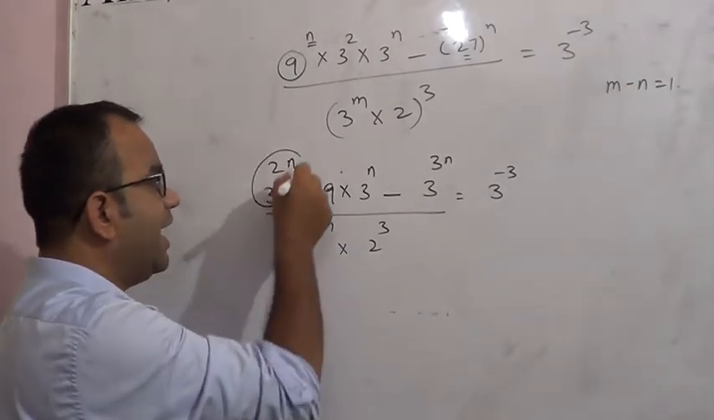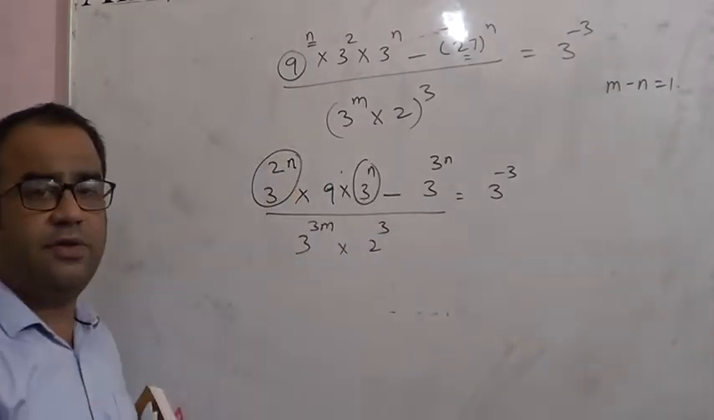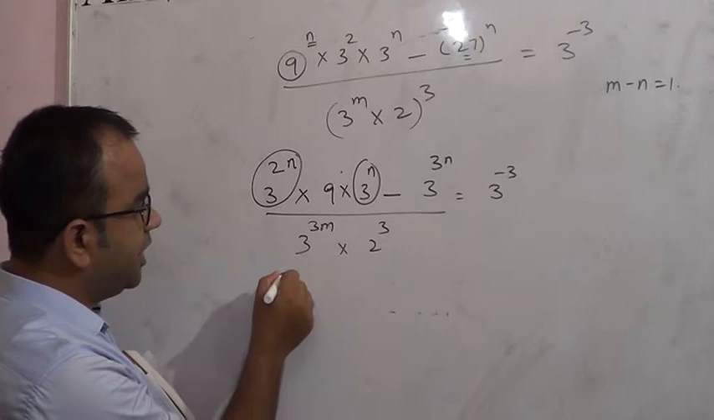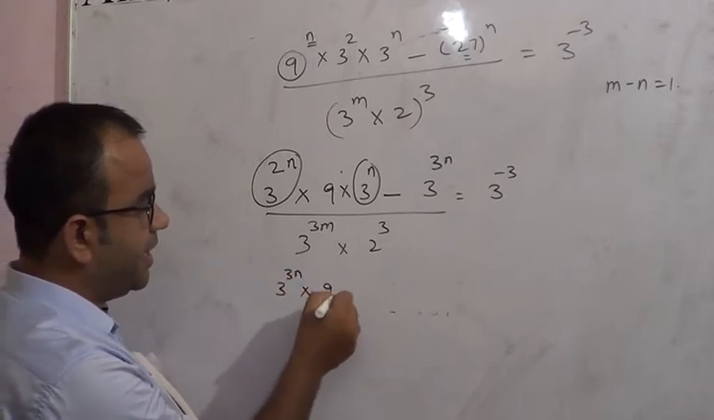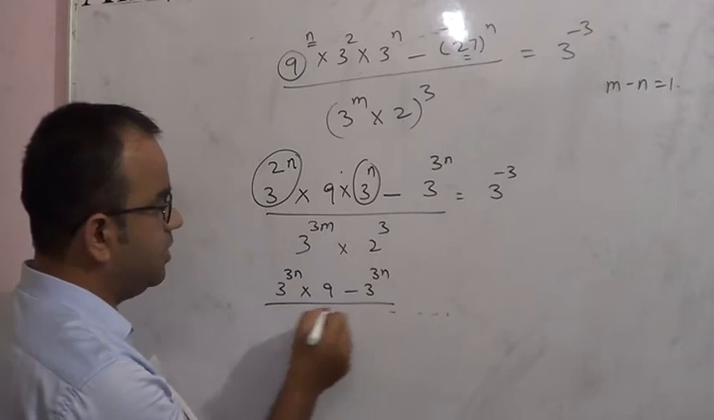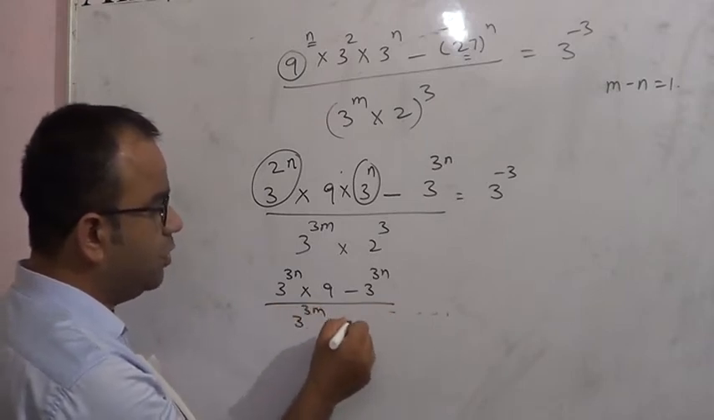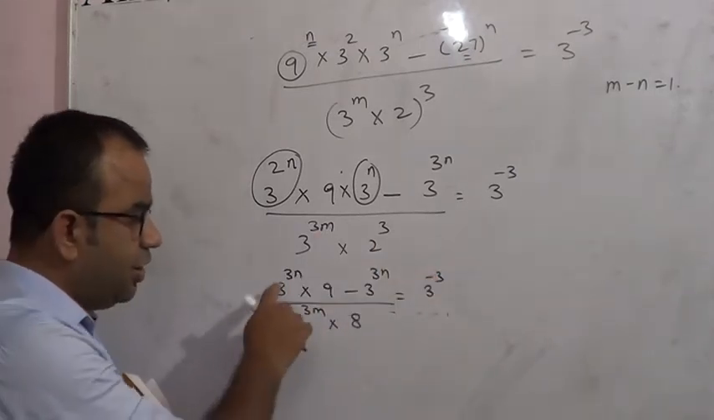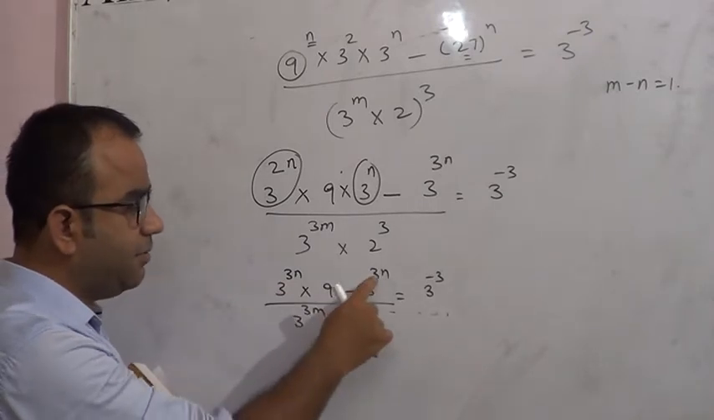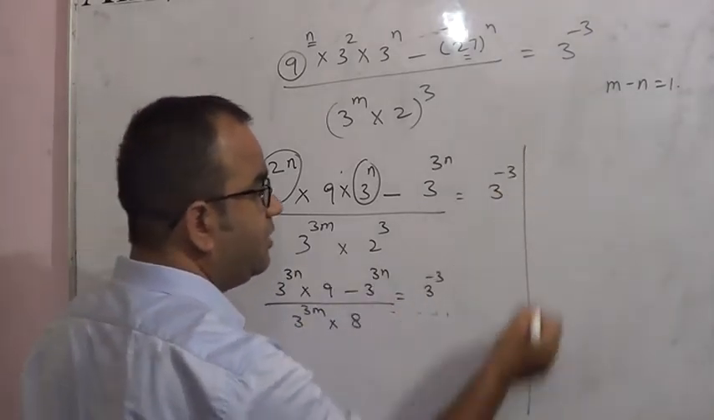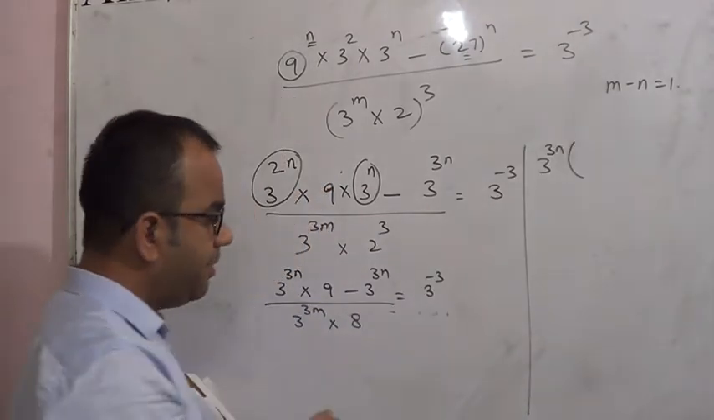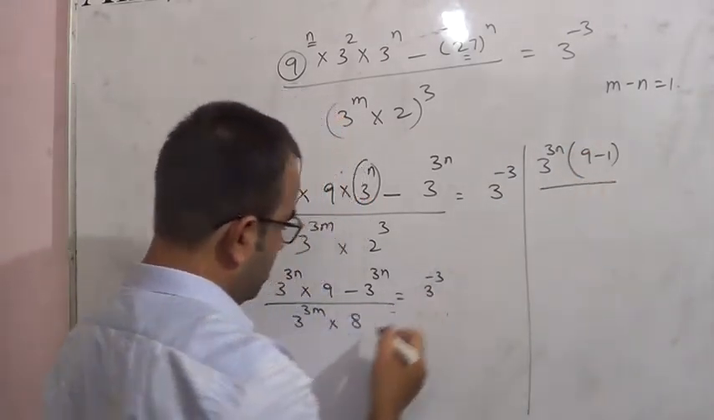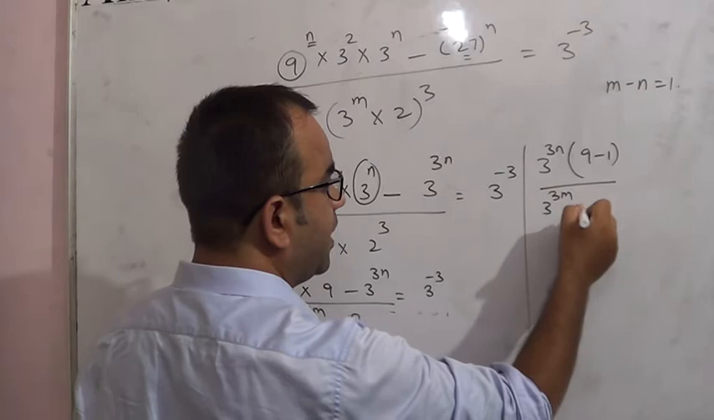Now you can see that we are multiplying 3 to the power 2n with 3 to the power n, and when we multiply, the powers get added, so it becomes 3 to the power 3n multiplied by 9, minus 3 to the power 3n, upon 3 to the power 3m into 8, equals 3 to the power minus 3. In the numerator we can take 3 to the power 3n common. In the bracket I will be left with 9 minus 1, that is 8, upon 3 to the power 3m into 8.